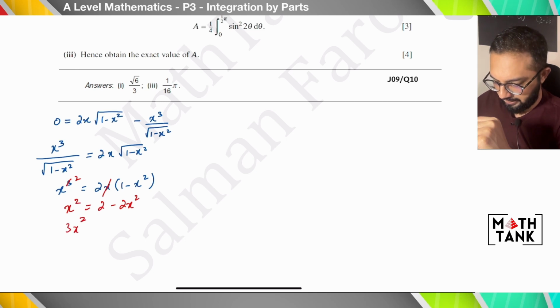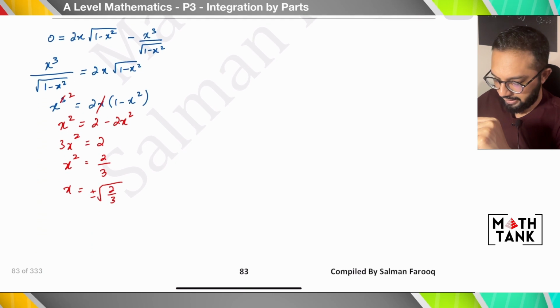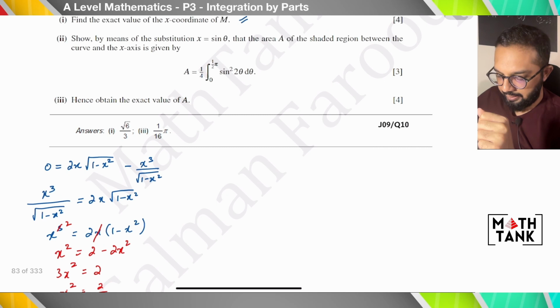So that's 3x squared equals to 2, and x squared equals to 2 over 3, and x equals to plus minus root 2 over 3. I will just take the positive one since this is on the positive side, and root 2 over 3 should equal root 6 over 3 on my calculator and nothing else.